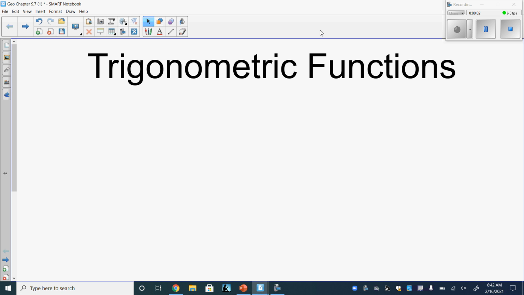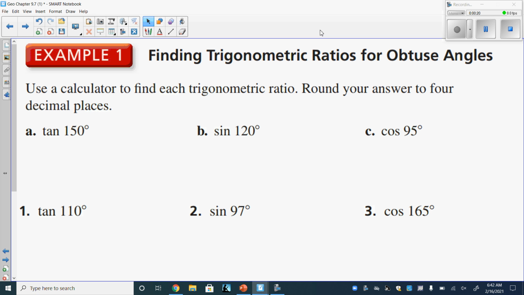Alright guys, what we'll be doing today is continuing on with our trigonometric functions chapter. So there's some more that we can do with sine, cosine, and tangent. That's what we're going to look at this week, and then a little bit after we come back next week.